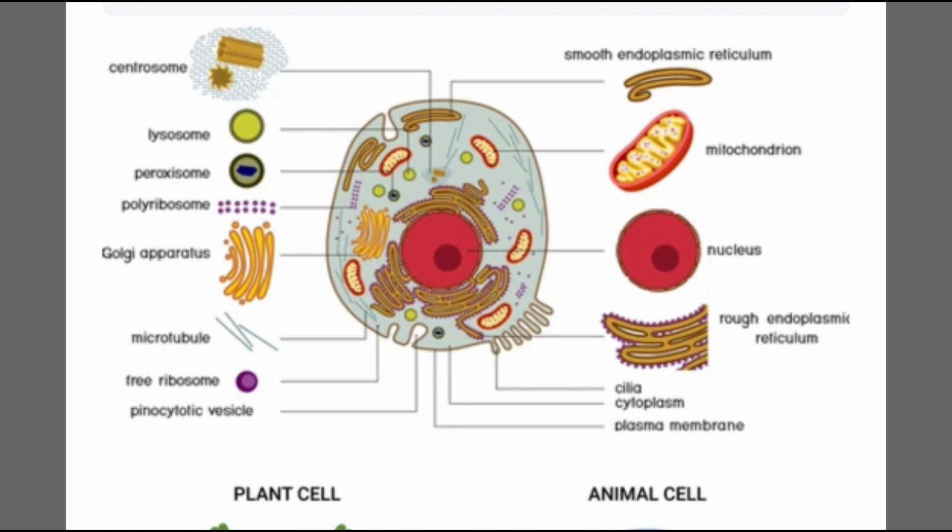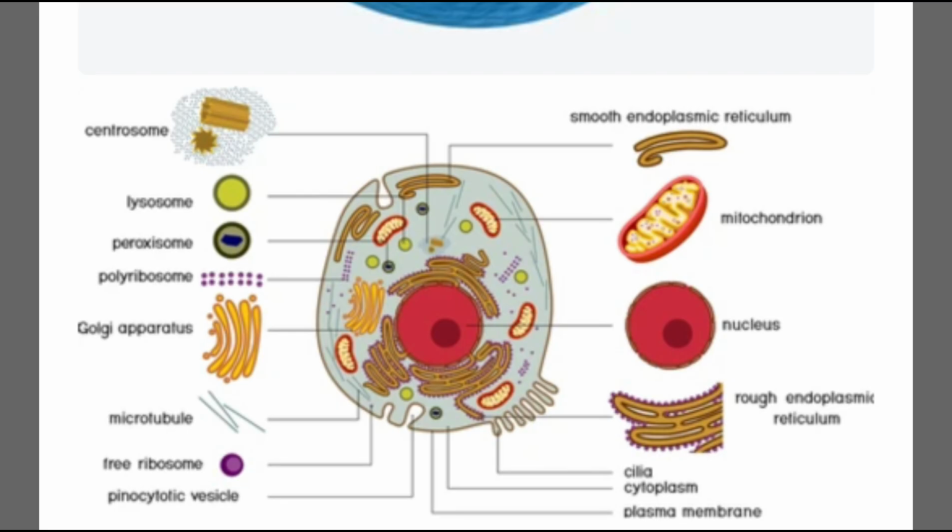If we see the Golgi apparatus, the structure is a stack of flattened membrane-bounded sacs. The Golgi apparatus has a cis receiving face and a trans exporting face, and its function is to produce lysosomes and secretory vesicles, and it modifies, sorts and packages proteins and lipids.